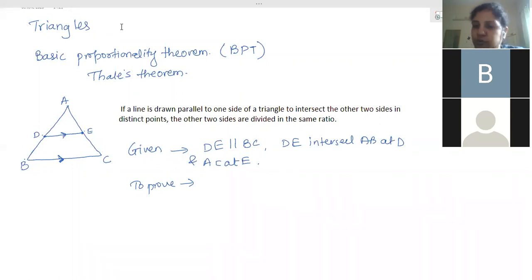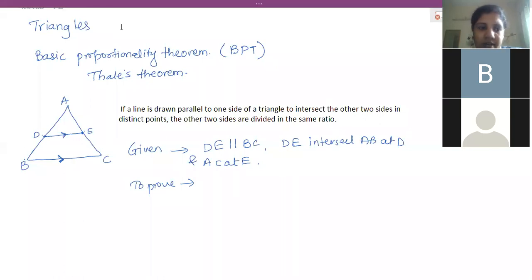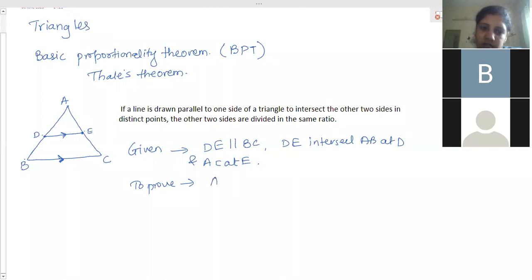So what we have to prove is the ratio in which DE divides AB and AC. That is, AD by DB and AE by EC are equal to each other. The ratio in which D divides AB and E divides AC will be equal to each other.